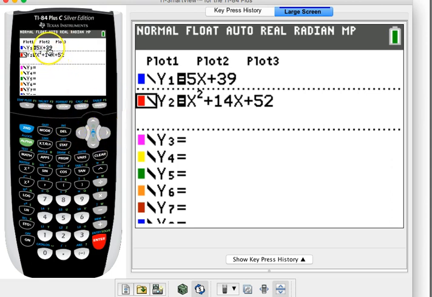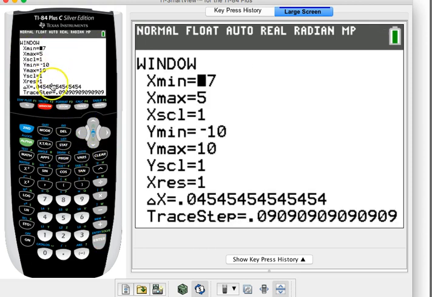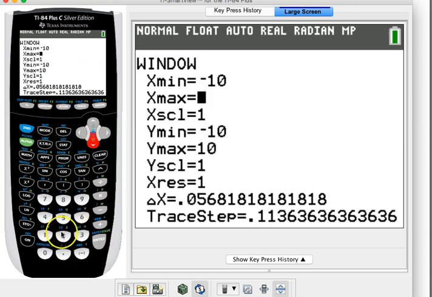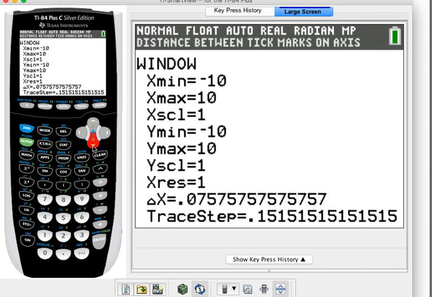Okay, now my y-intercept here is 39, here it's 52. This parabola opens up, and this line, because the slope is positive, slants up. So I'm not going to have a lot below the x-axis. On my window, for right now, I'm going to leave my x's as negative 10 to 10, because I'm not exactly sure what I'm going to need on that.